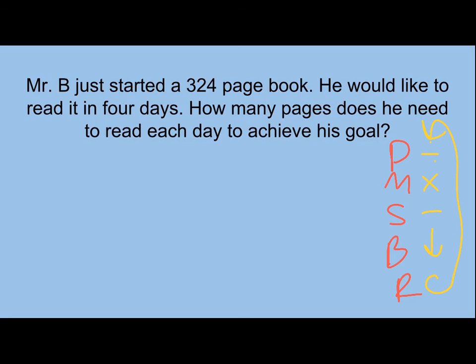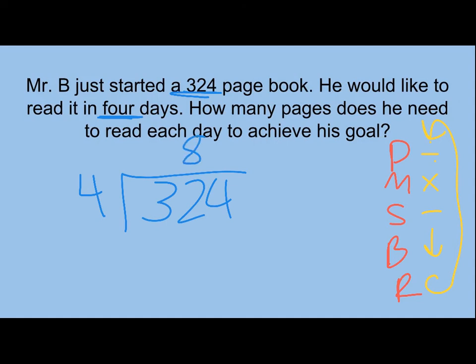So let's get rolling here. 324 pages is my dividend. I'm reading it in 4 days, so that's what my divisor is. Now, how many times does 4 go into 3? Well, it can't. So now what I do is, how many times can 4 go into 32? Hopefully you were able to figure that out, or you might have put a 0 there. So 4 can go into 32 8 times. 4 times 8 is 32. I subtract. That's going to give me a difference of 0.